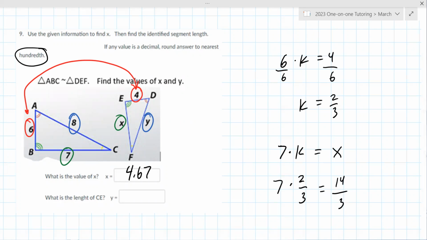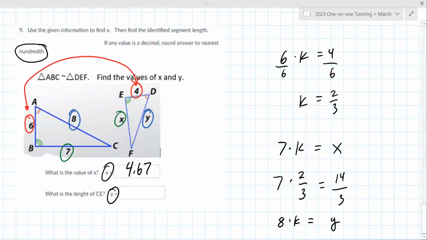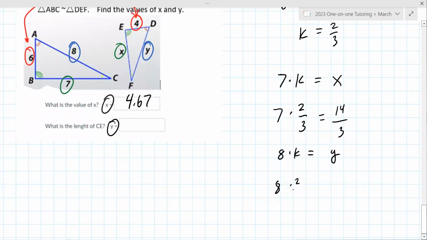To find the length of CE, CE is not in this drawing. Oh no, it says Y. Okay, sorry. I was like, what is going on? To find Y, use the blue. 8 times K equals Y. We know that K is 2/3, so 8 times 2/3 is 16 over 3. That's 5 1/3, 5.33.